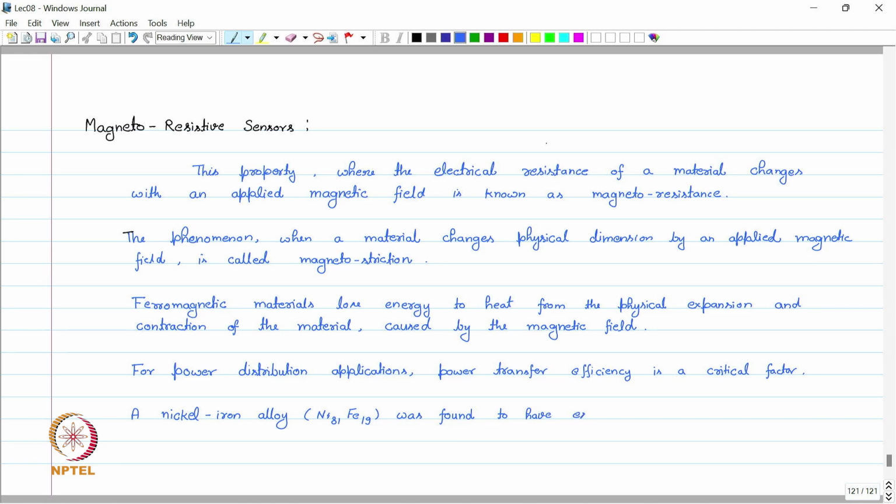essentially zero magnetostriction. And widely adopted as transformer core material. Permalloy is the name given to this material.